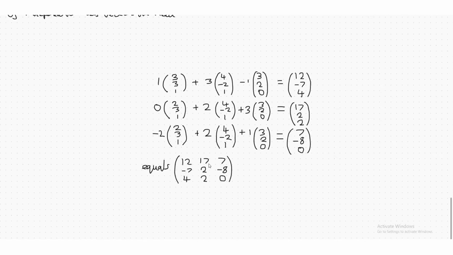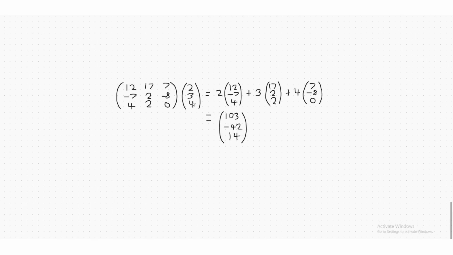So then when we apply this to our vector 2, 3, 4, we get the effect of both consecutive or successive matrix transformations. So we should have 2 amounts of the first basis vector, 3 amounts of the second, and 4 amounts of the third to get this vector here as our result. And what a beast of a result that is.